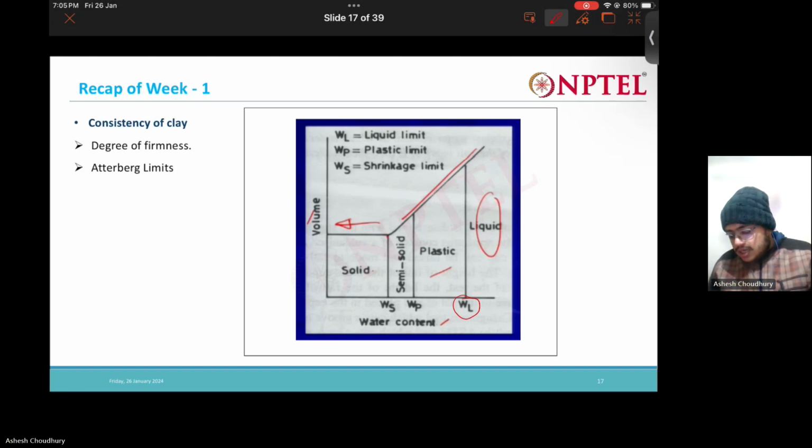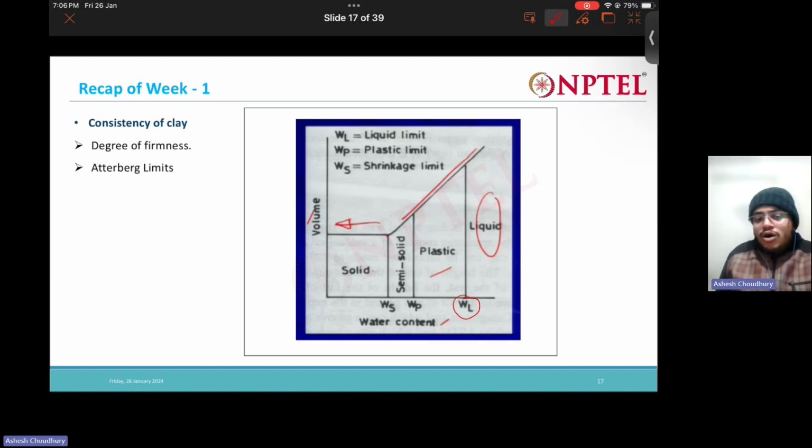Above the liquid limit, if the water content is high, the soil will turn into a liquid state. Here you can see a plot of volume versus water content. This is the Atterberg limit. Now, if you reduce the water content a little bit, then we enter the plastic state. Plastic state is where potters make pottery. Certain shapes, idols and showpieces can be made with soil, and potters work in this plastic range.